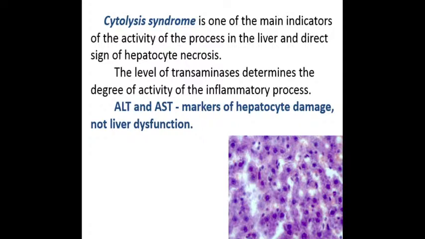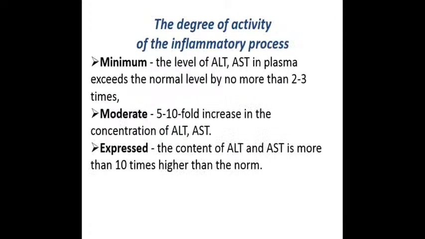Cytolytic syndrome is one of the main indicators of activity of the process in the liver and a direct sign of hepatocyte necrosis. The level of transaminases determines the degree of activity of the inflammatory process. ALT and AST are markers of hepatocyte damage, not liver dysfunction. The degree of activity of the inflammatory process.